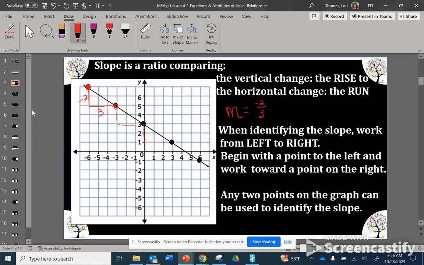I could have chosen this point and this point. Let's look at that ratio. The vertical change is 1, 2, 3, 4. And the run is 1, 2, 3, 4, 5, 6. So we have negative 4 over 6, which simplifies to negative 2 over 3. It's called a constant rate of change because it doesn't matter what two points we use, it is going to simplify to a constant number.